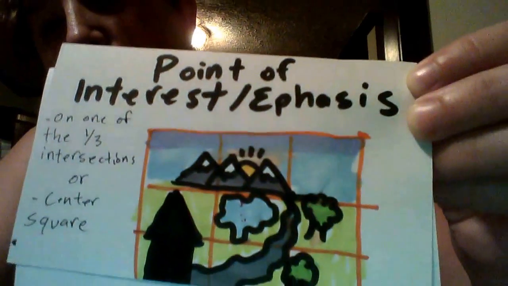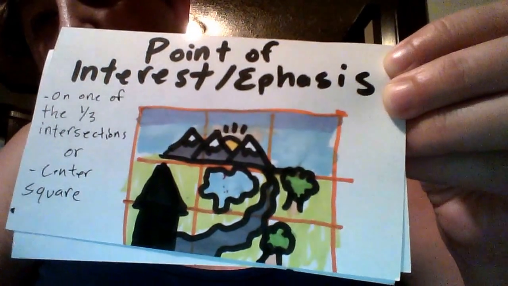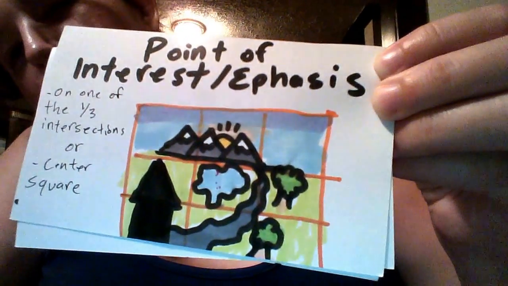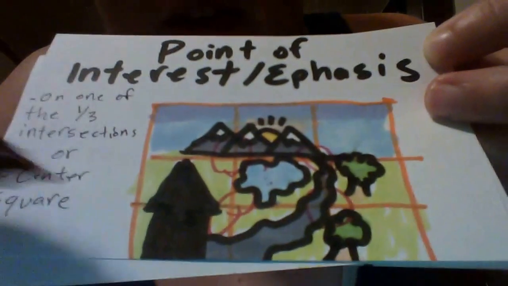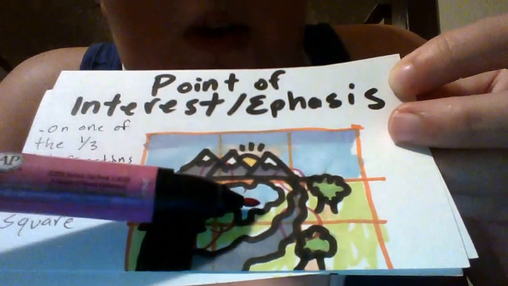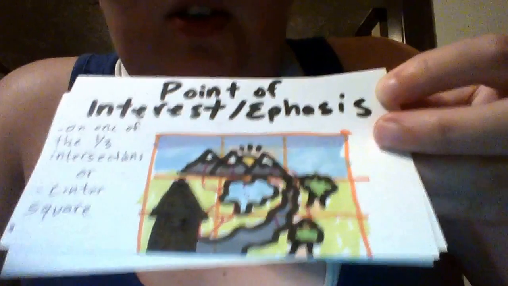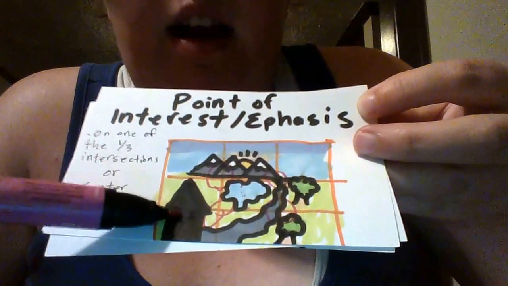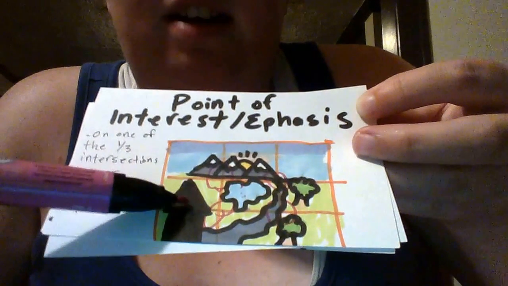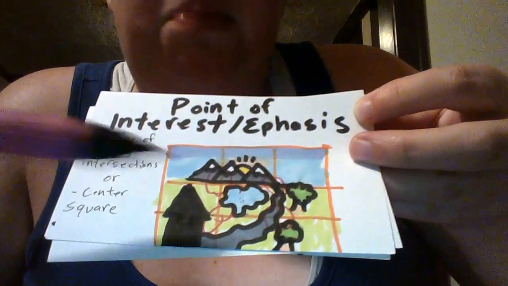Now, the ways to achieve these points of interest, like I said, is on one of these little T intersections here of the points of thirds. I circled them there, or that center square where that lake is right there. Those are the two most common ways, but like as I showed you there, I made this house a point of interest by using contrast. So those aren't the only ways, but this is a common way of doing it.